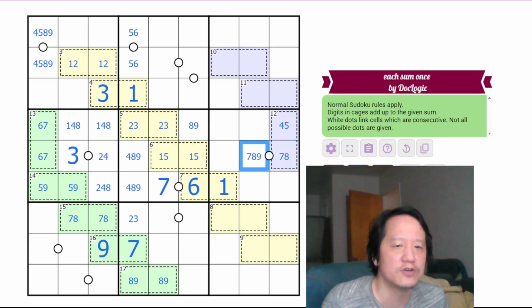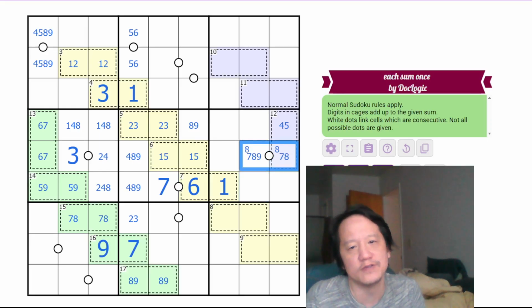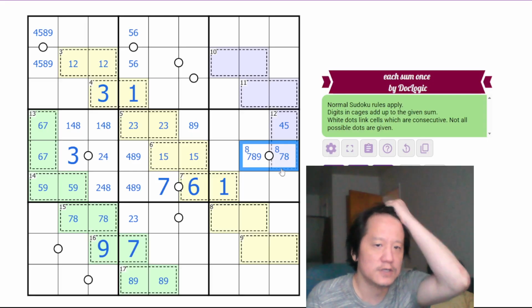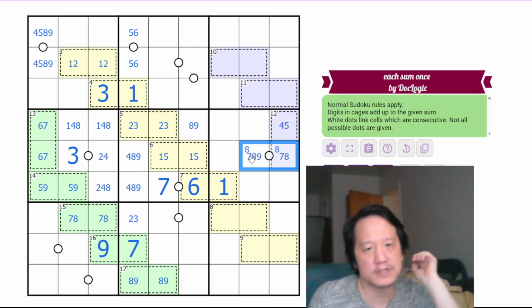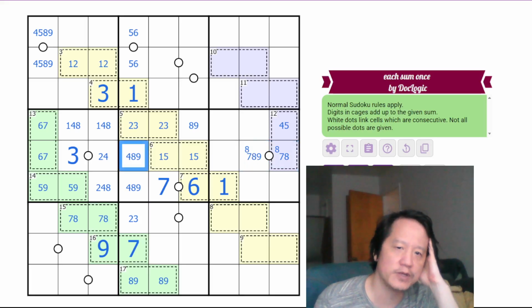If this is 8, it could be 7 or 9. Either one works. So we're guaranteed one of these digits is an 8, because we have a 7 here, an 8, or it's 8 and 9 here. So this cannot be 8 here.